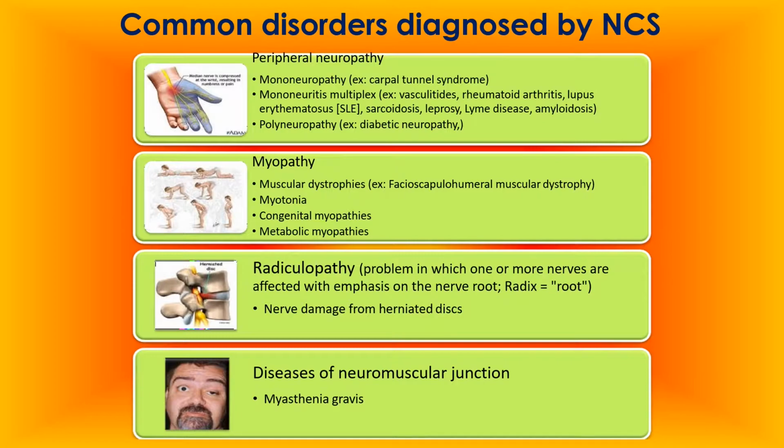Then it also diagnoses the myopathies like muscular dystrophies, that is facioscapulohumeral muscular dystrophy, myotonia, congenital myopathies, metabolic myopathies. Then radiculopathy means affecting the nerve roots. So it is inflammation or damage to the nerve roots, which is usually caused by herniated discs, and that can also be diagnosed by nerve conduction studies. Then disease of the neuromuscular junction, the most common is myasthenia gravis. So these are the common disorders diagnosed by nerve conduction studies.